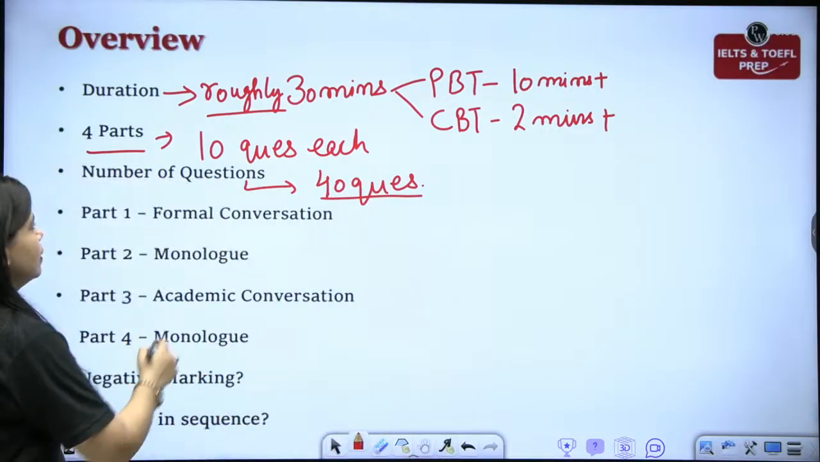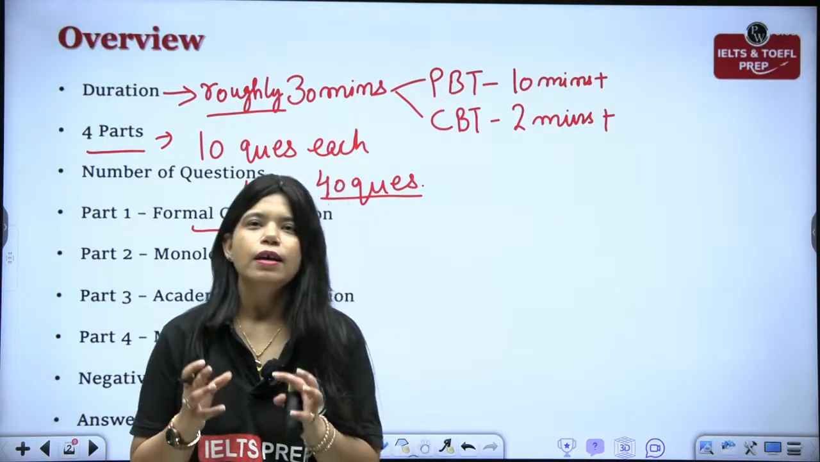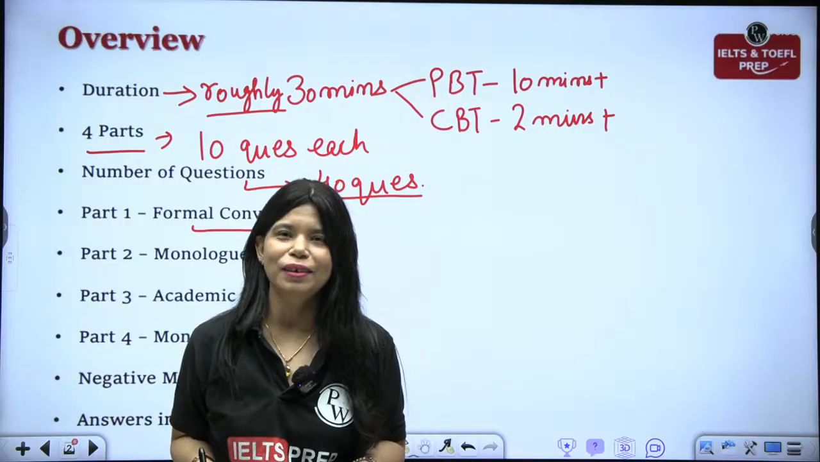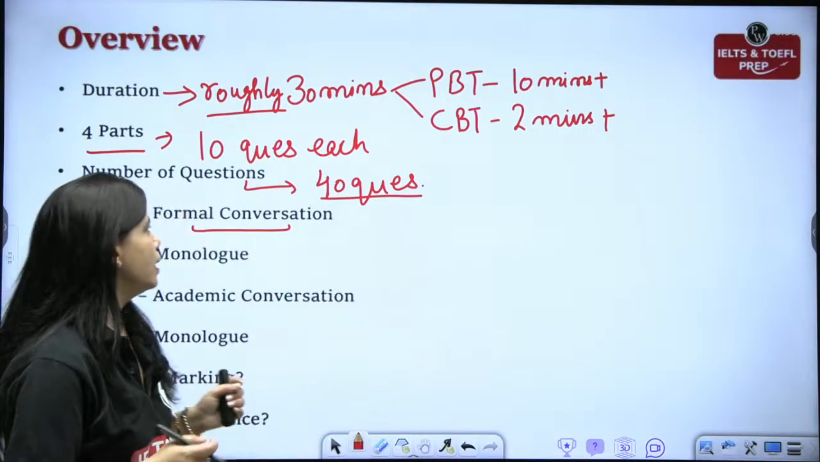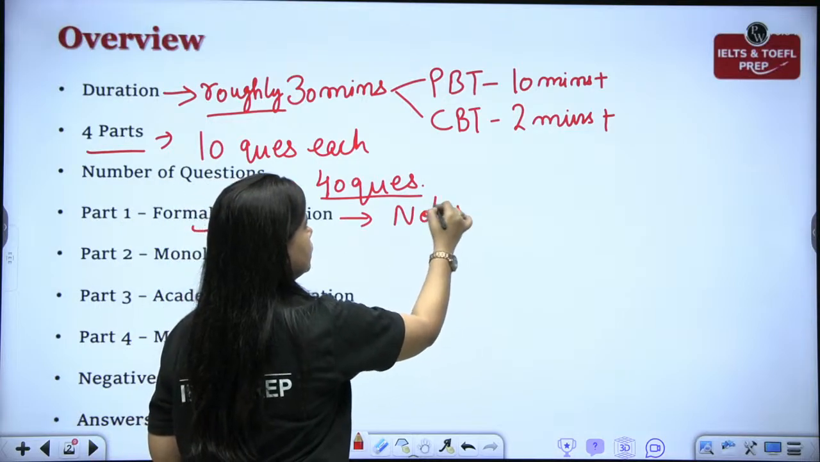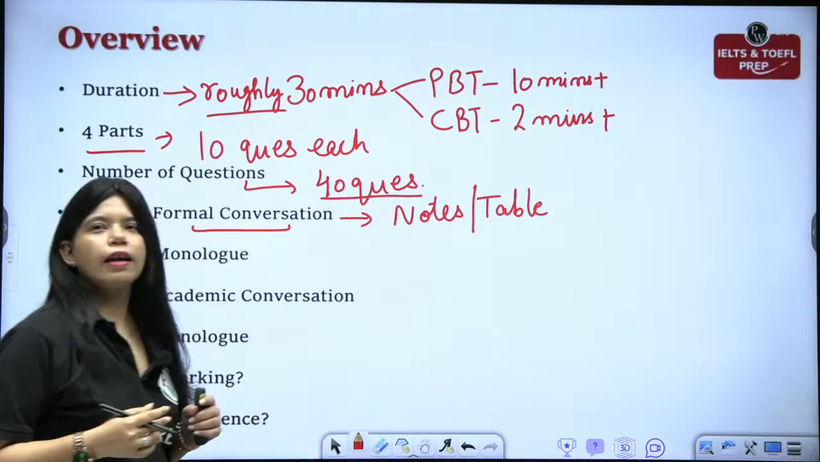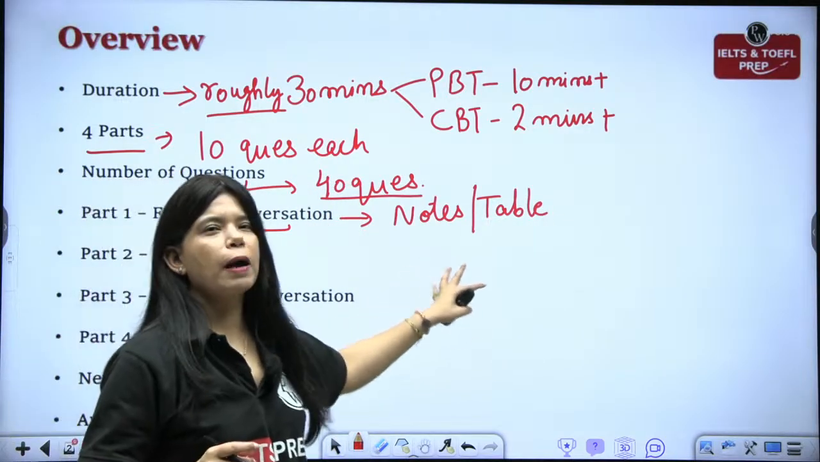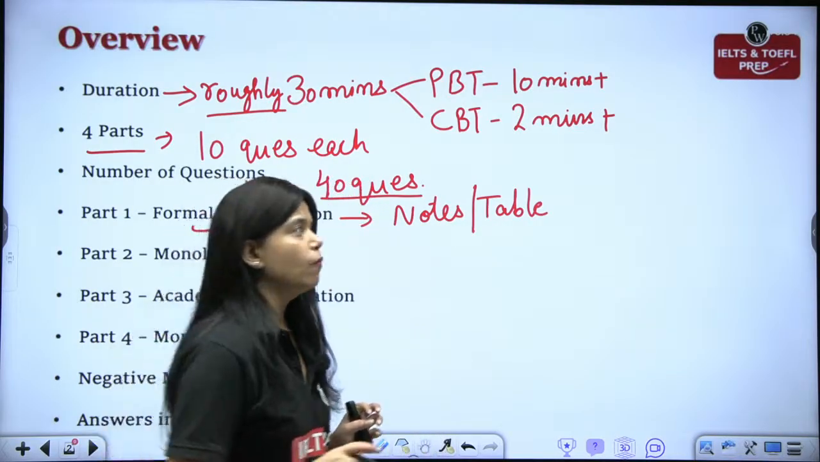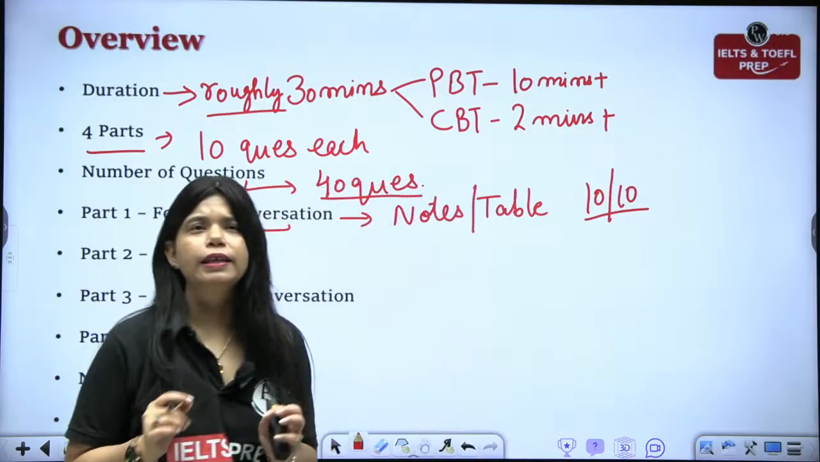In part 1, you are going to hear a formal conversation, and it can be sometimes informal as well, where one person asks a lot of questions and the other poor guy has to answer all those questions. So usually in part 1, you get blanks kind of questions like notes completion, table completion, form completion questions. This part is pretty easy, and that is why in part 1, you should perform flawlessly. You should target 10 on 10 in this part, because part 1 is pretty simple.